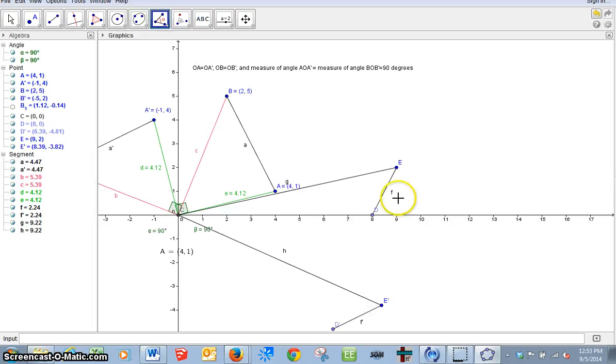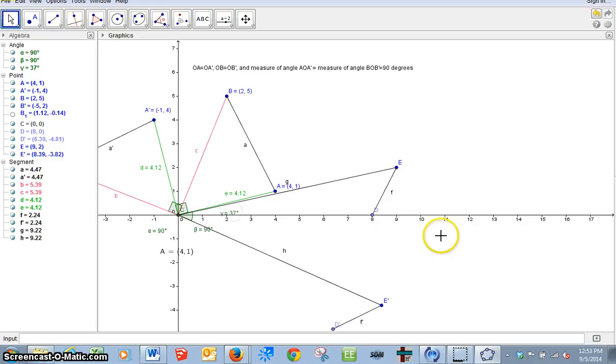If we've done our homework, we should get, and I'm going to start that angle here and move around clockwise. We should get 37 degrees, right? And that label there shows us that indeed we have a 37-degree rotation.